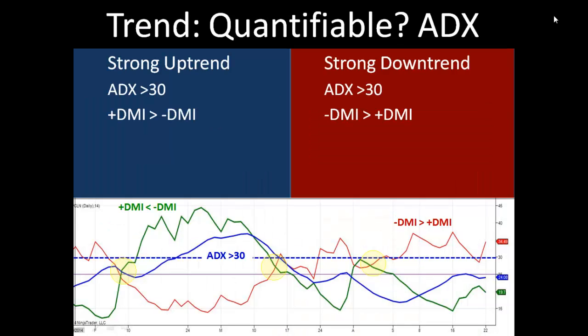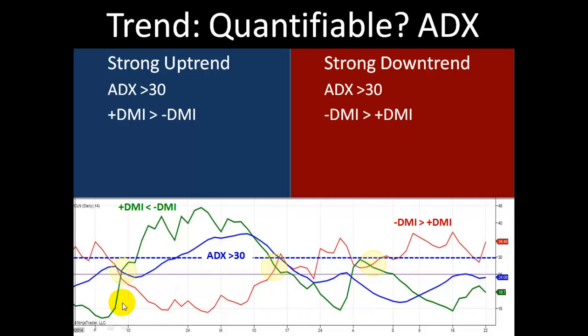When you want a highly quantifiable way to identify the trend, there is the ADX indicator. A strong trend on the ADX is identified by an ADX reading of 30 or greater. That's true for both strong uptrends and strong downtrends. For an uptrend, the positive DMI must be greater than the negative DMI. For a strong downtrend, the negative DMI must be greater than the positive DMI.